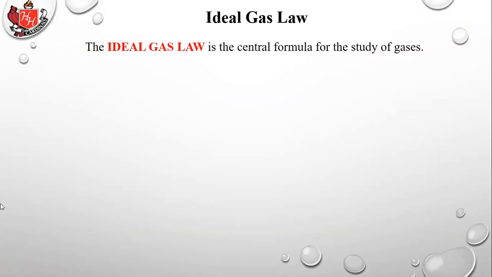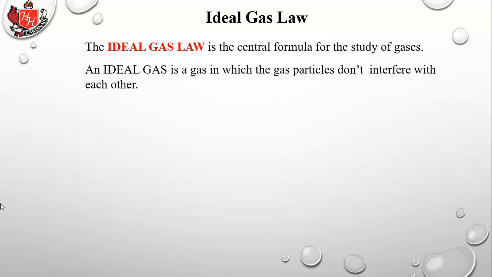The ideal gas law is the central formula for the study of gases. An ideal gas is a gas in which the gas particles don't interfere with each other. If you could think about a single atom or molecule or particle of gas in outer space where there's no other gas particles around, so it's not going to bump into anything, nothing's going to interfere with it, that would be an ideal gas. That's a simple way to think of an ideal gas.